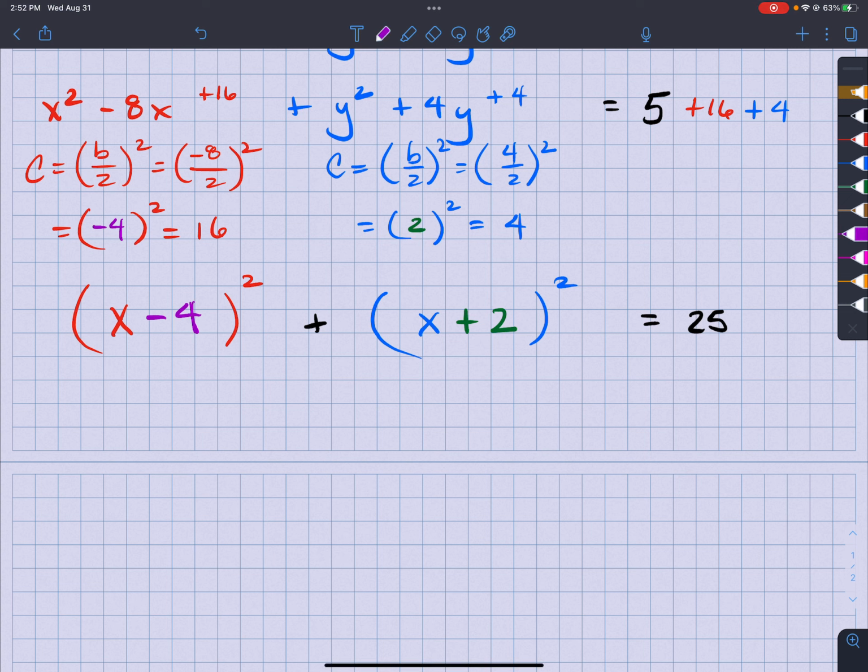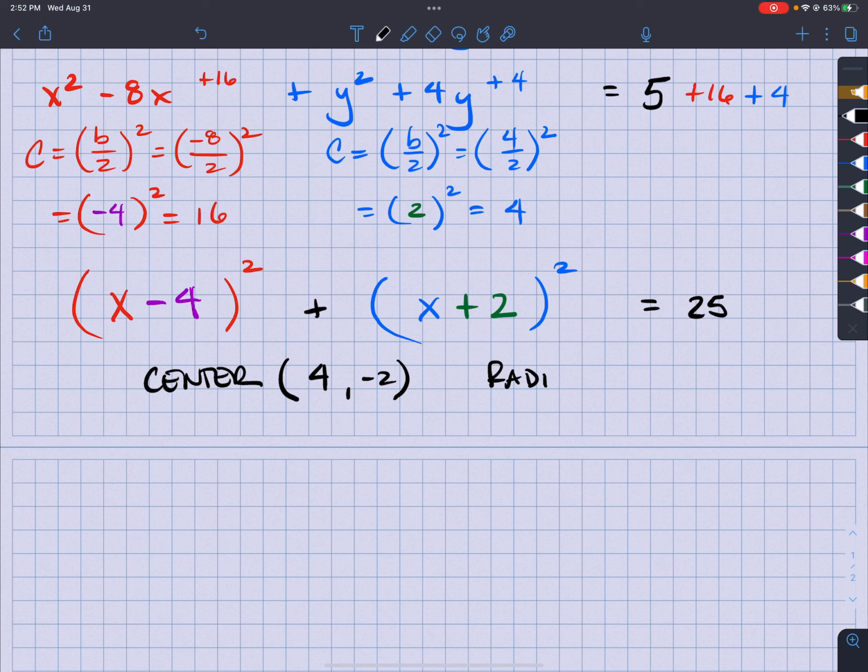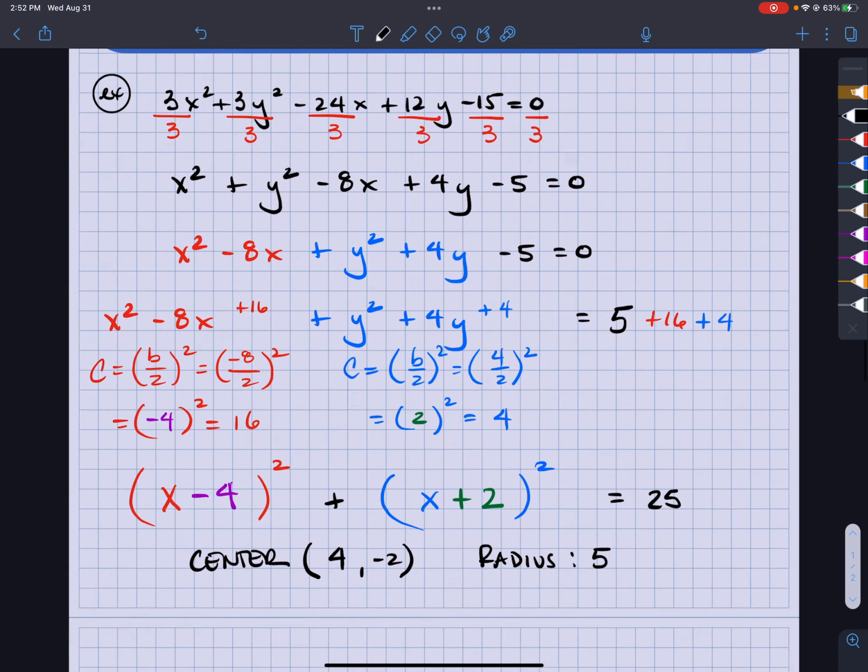So now that I have this, this is my so-called general form, my standard form, right? So this is my standard form. So this tells me that my center is going to be 4, negative 2, and my radius is going to be 5. All right? I hope that helps. Oh, actually, there's more I wanted to do.